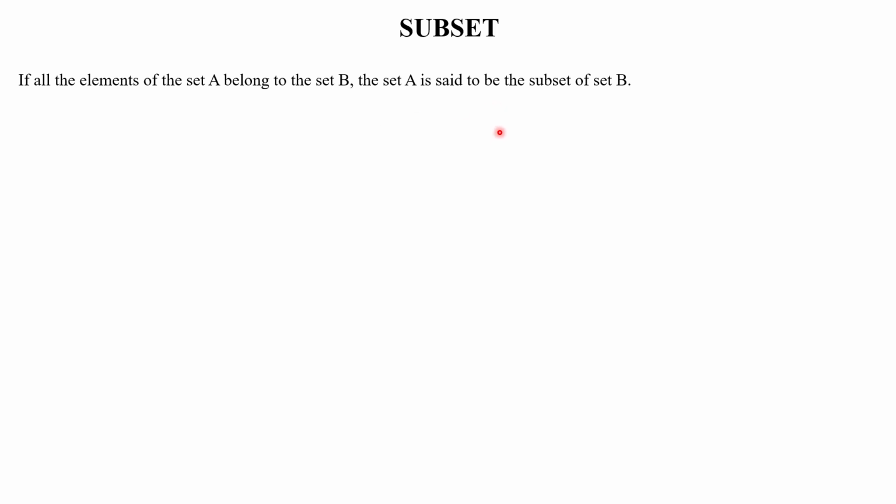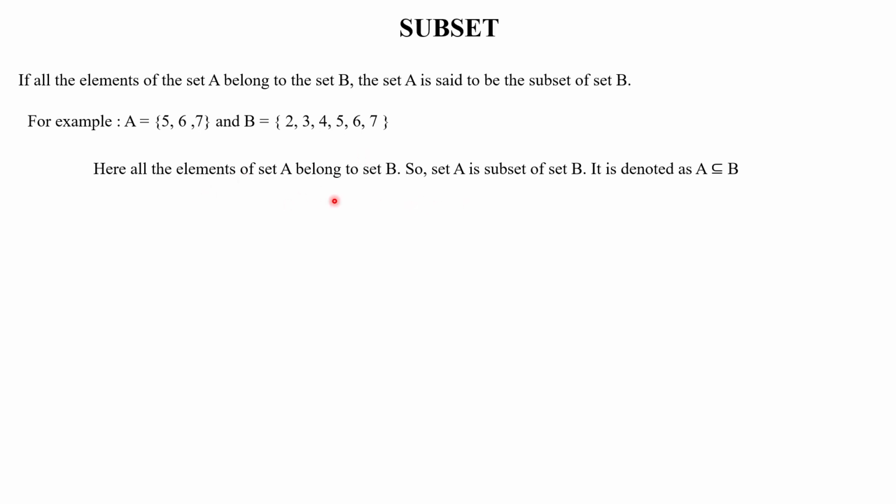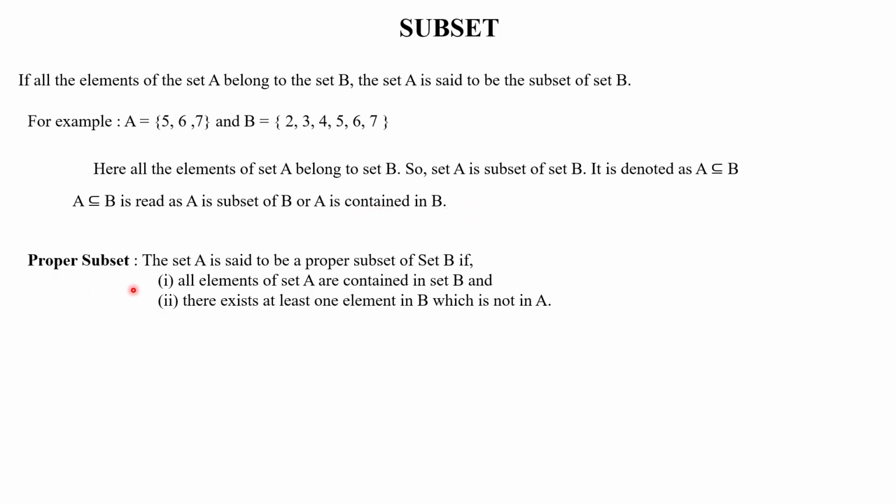Let us understand this with the help of an example. I have taken set A which has members 5, 6 and 7, and set B has members 2, 3, 4, 5, 6, 7. If you see, all the members of set A are present in set B, right? 5, 6, 7 is here. So I will say here set A is the subset of set B, okay? Because all the elements of set A belong to set B, and this is the symbol of subset. You have to read it as A is a subset of B or A is contained in B. Next, then what is proper subset?